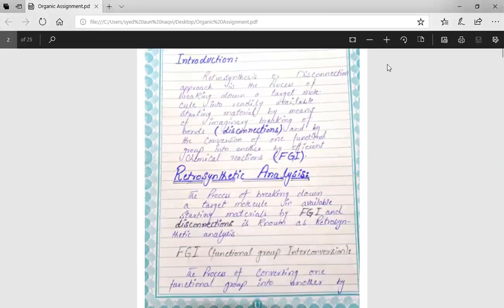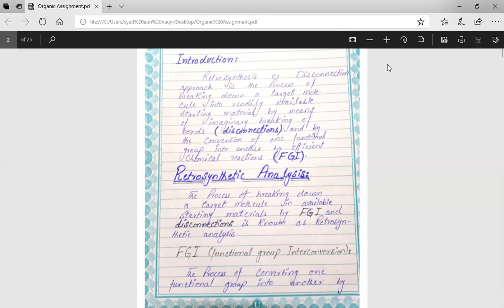What is the introduction of retrosynthesis? Retrosynthesis, or the disconnection approach, is the process of breaking down a target molecule into readily available starting materials by means of imaginary breaking of bonds, that is disconnection, and by the conversion of one functional group into another by efficient chemical reactions, that is functional group interconversion. So retrosynthesis is the process of mentally breaking down a target molecule into simpler starting materials or precursors by disconnections and functional group interconversions.